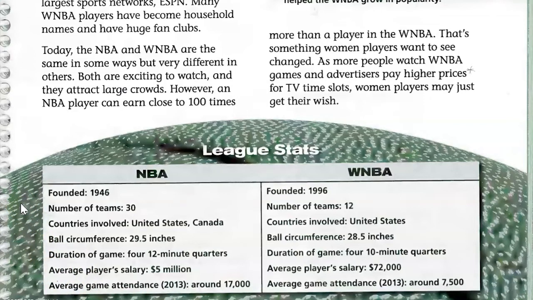I know that there was a photograph on the first page showing me an example of a player from the men's basketball league. And then on the second page in the article, I see a female player from the WNBA. We also talked about this text feature right here that I want to focus on for just a moment. The league stats. So this is a chart and there's 2 columns here. The first column gives me information about the men's league, the NBA, and then the second column gives me information about the women's league, the WNBA.